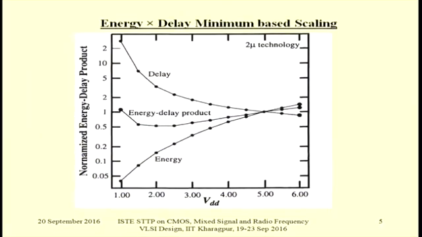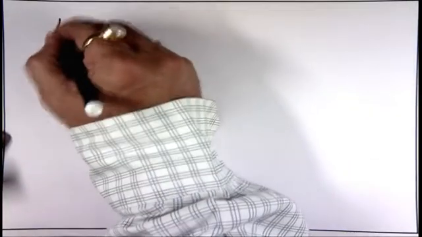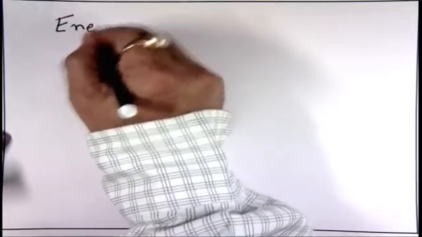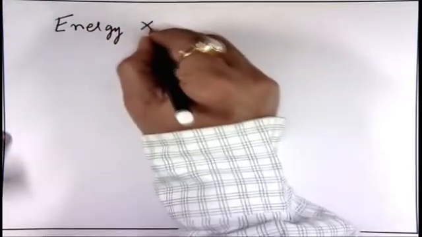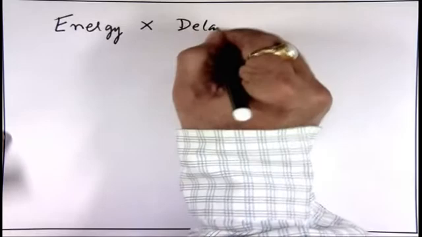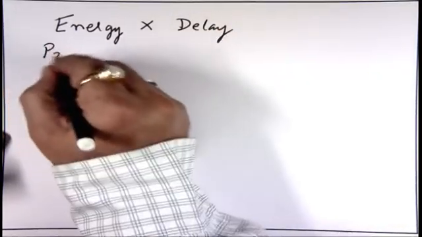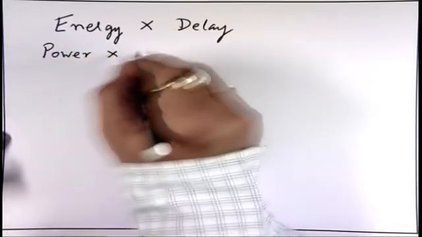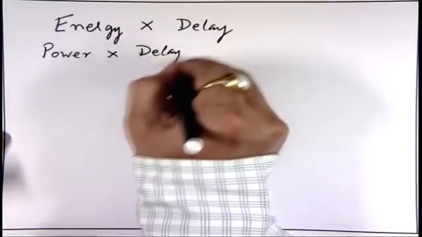Next we come to energy delay minimum based scaling. Let me write a very simple expression and see how this energy delay product can be minimized. Suppose we write, say, energy multiplied by delay. Energy means power multiplied by delay. Again, the delay is coming.